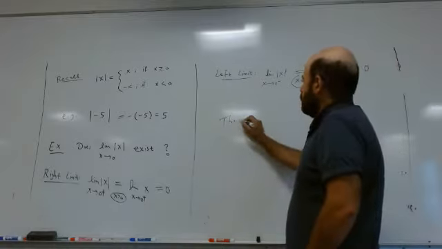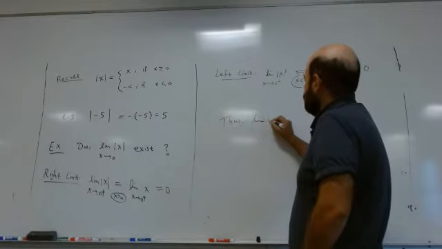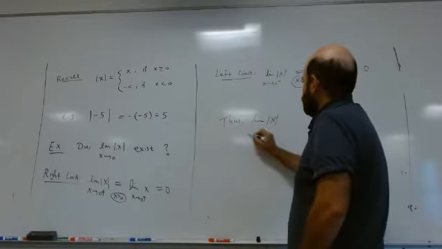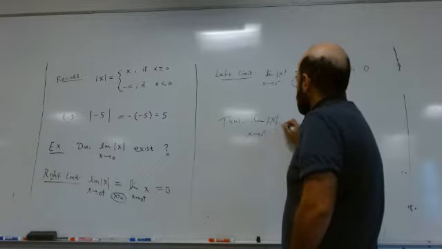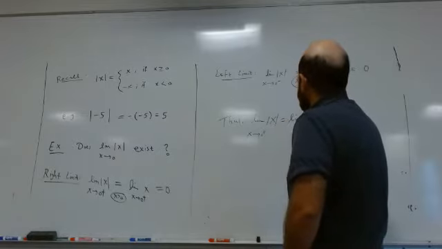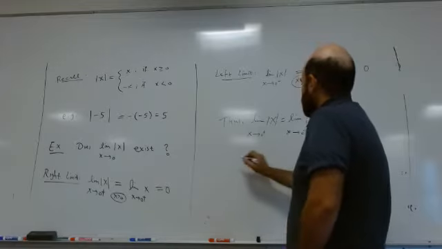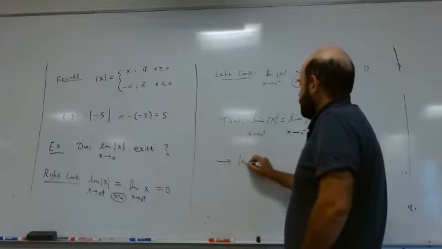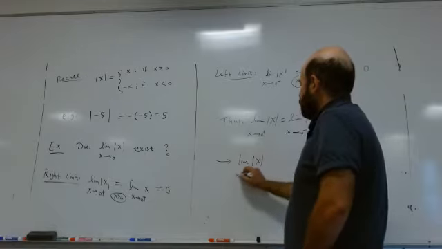So what can we conclude? We can conclude that the right limit and the left limit are both 0. So that means the whole limit exists and is equal to 0 as well.